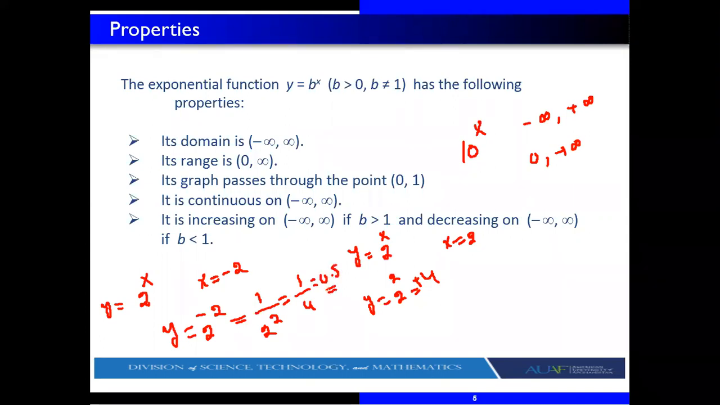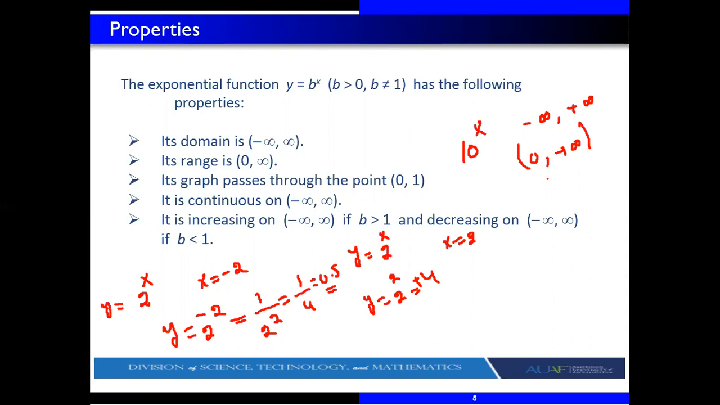So you can give any value, but the result will not be a negative number, correct? If you give a negative or positive value, the domain is all real numbers and the range is from 0 to plus infinity. Negative values are not possible. Correct? Okay, the graph of the exponential function passes through 0 and 1.